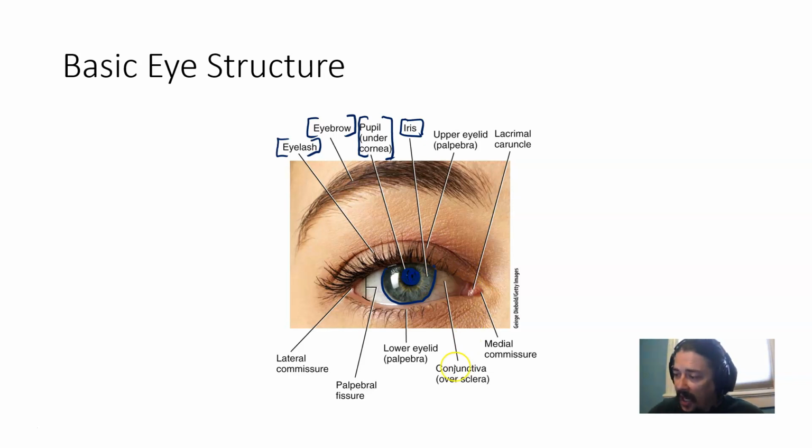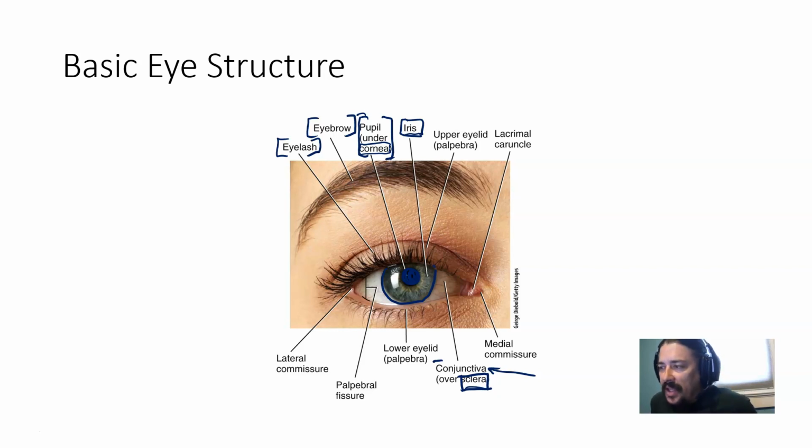The white part of the eye is called the sclera. There are some structures that you can't really see. Covering the iris and the pupil is a clear structure called the cornea that we'll talk about. And covering the cornea and the sclera is a mucous membrane known as the conjunctiva, also pronounced conjunctiva, depending on who you ask.